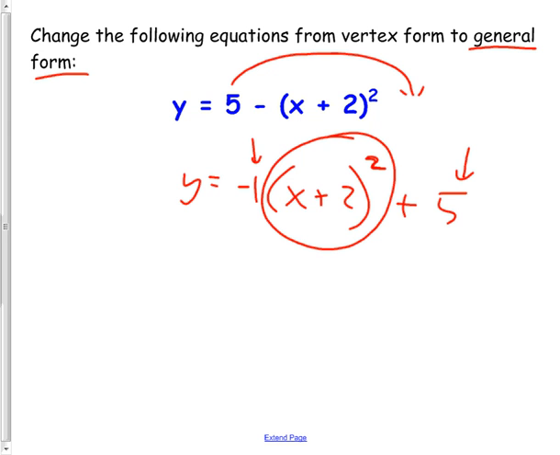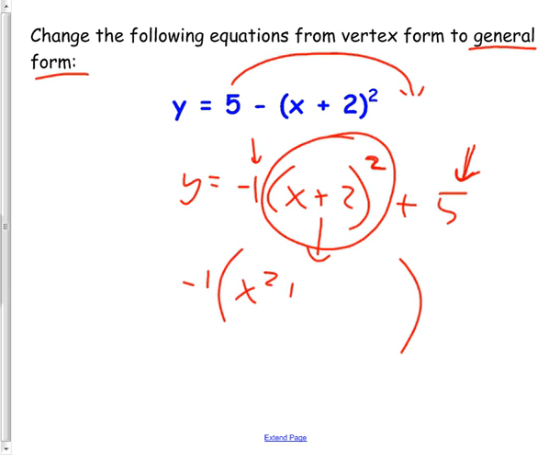Okay? When I'm multiplying everything by -1, I'm just changing everything's sign. Do I change this guy's sign? No. That -1 is not being multiplied by the 5. So, to start with, you do the inside here, which is this part squared. Can you do that in your head? X squared plus 4x plus 4.